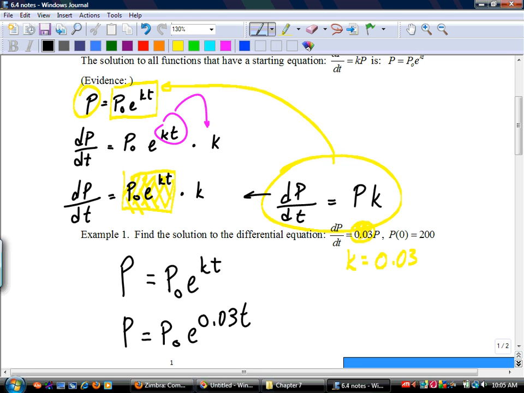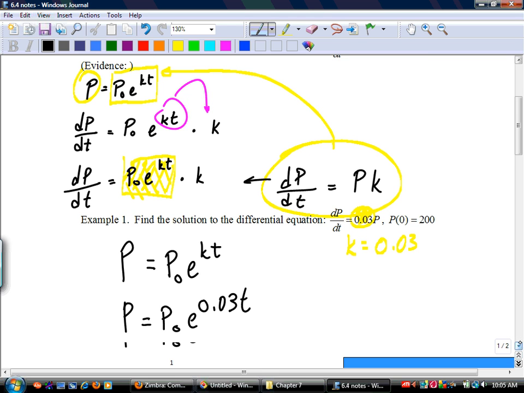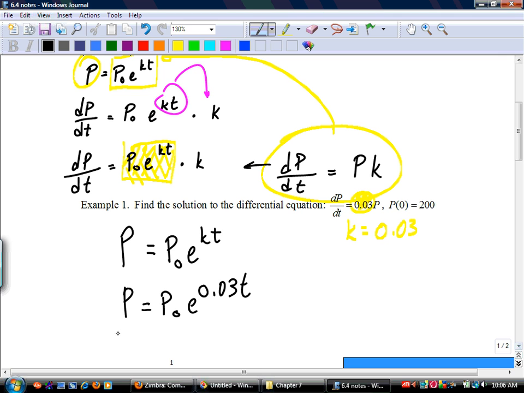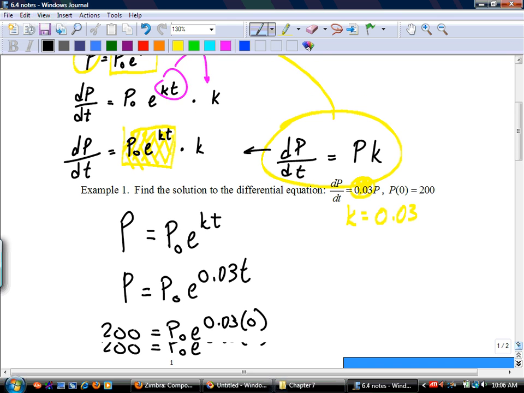So what am I asking you to do now? Solve for P0. So 200 equals P0 e to the 0.03 times 0. Dun dun dun. Lo and behold, P0 is 200.